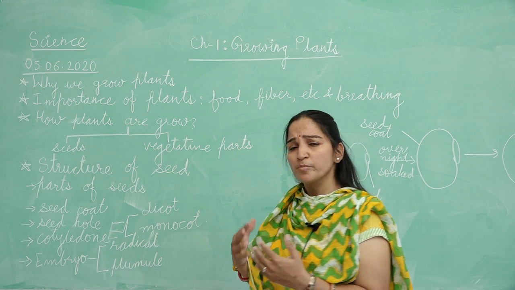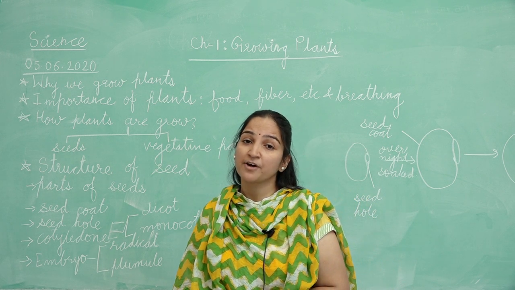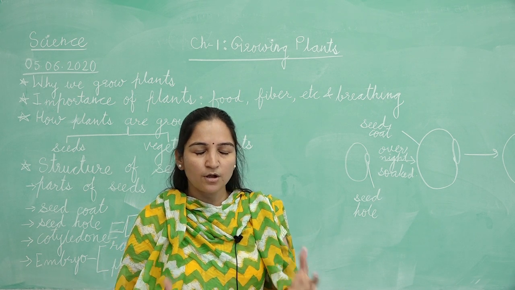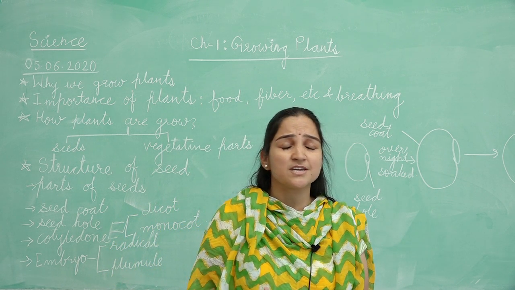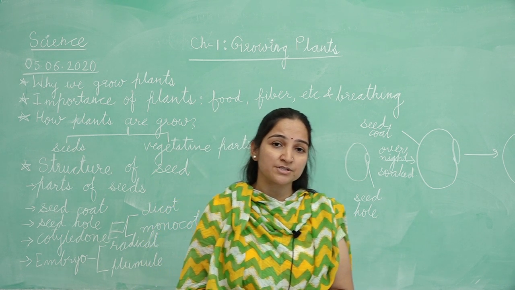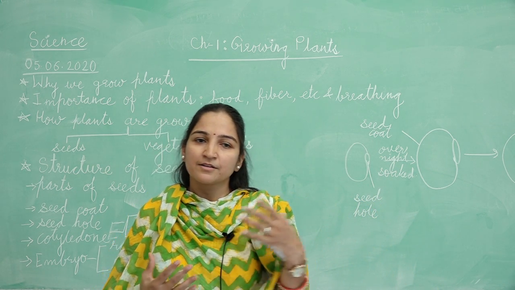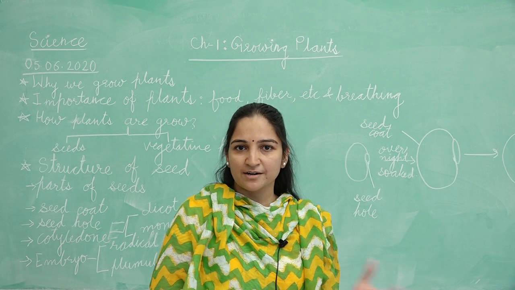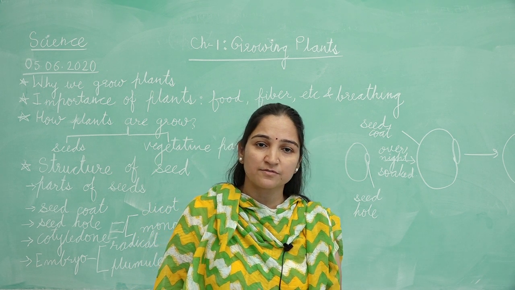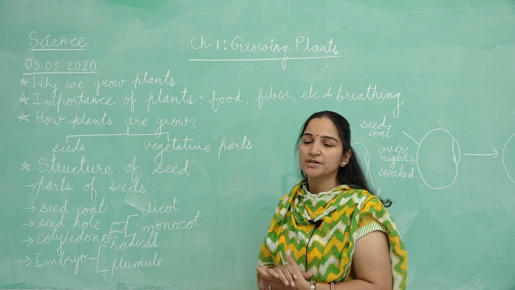Because we get so many things from the plants, like food, fibers, rubber, gums, logs, timbers, tea, coffee and medicines. So many things, and the most important thing is oxygen. Without oxygen we can't live, and the animals also can't live. All living beings need oxygen. That is why we have to grow the plant.